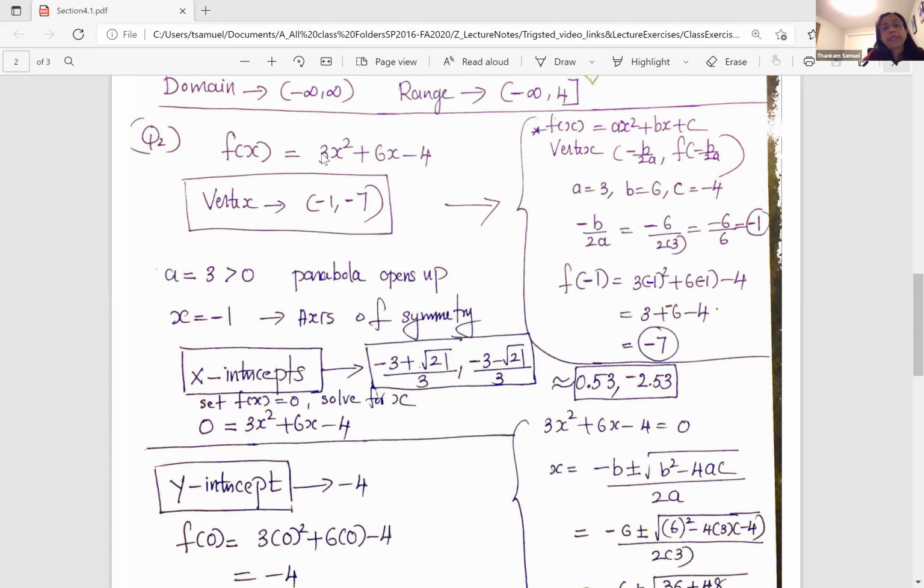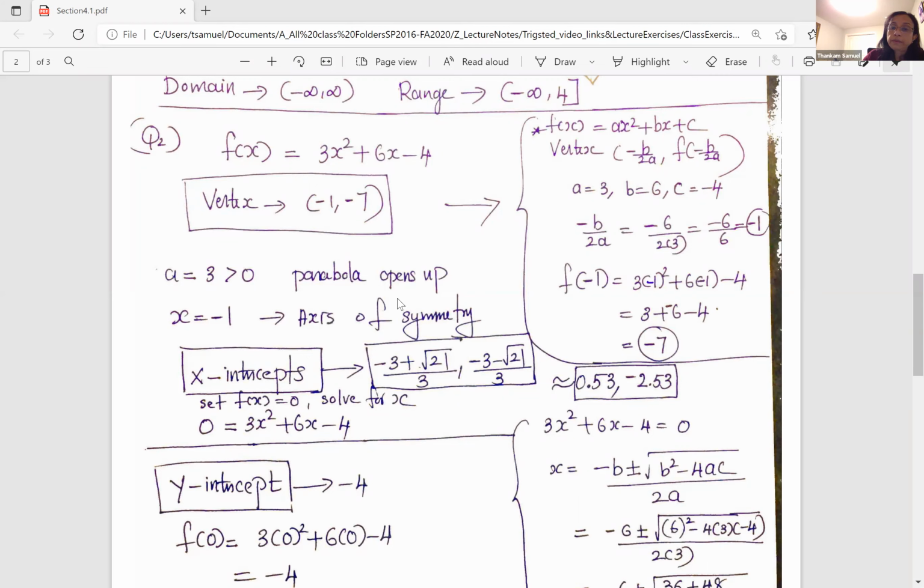And also you can see that the leading coefficient, the numerical coefficient of the highest degree term, is 3. So 3 is greater than 0. So we know that the parabola opens up. And also the axis of symmetry is the x coordinate of the vertex. So x equals -1.